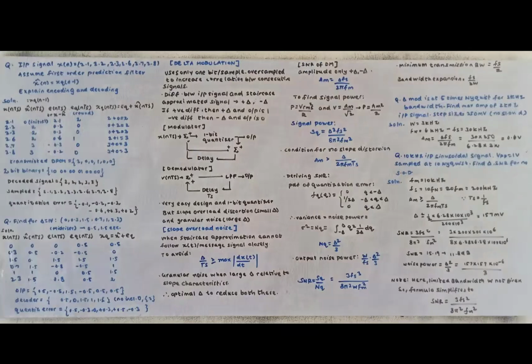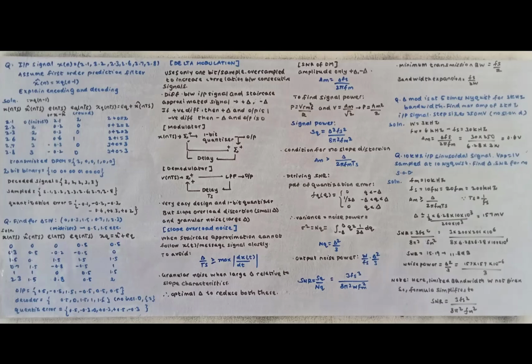So here's an example that should hopefully clear things about DPCM. Probably the only type of question they'll ask from this, which is that the input signal is given by a sequence of 2.1, 2.2, 2.3, 2.6, 2.7, 2.8. And the question asks you to assume the first order prediction filter of x cap of n is x q of n minus 1. And it asks you to give the output of encoding and decoding.